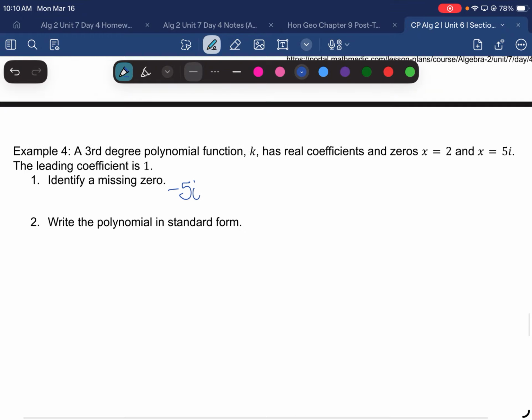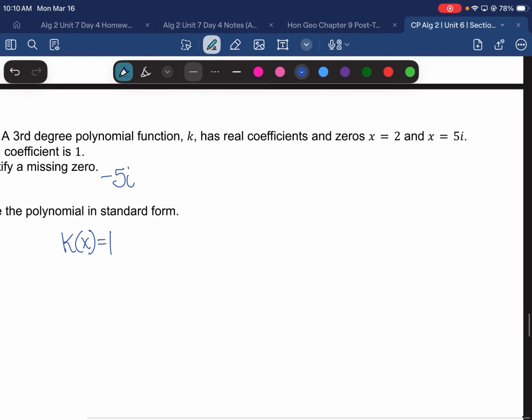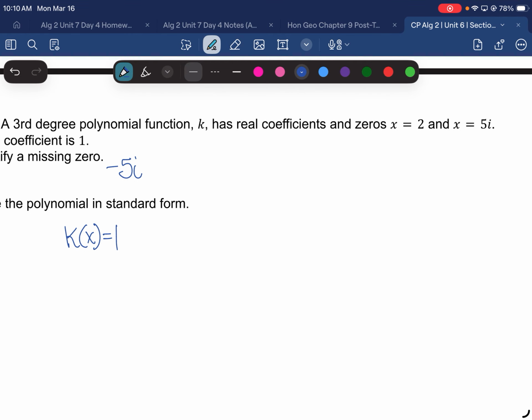Now write this in standard form. Call your function k of x. My leading coefficient is 1. Use these zeros to write the factors, like write it in factored form. Any suggestions? My leading coefficient's 1, which is good. If x equals 2 is a zero, what's that look like in a factor, Stella? x minus 2. Okay. And then would the next one be x minus 5i? Okay. And then would there be an x plus 5i? Mm-hmm.